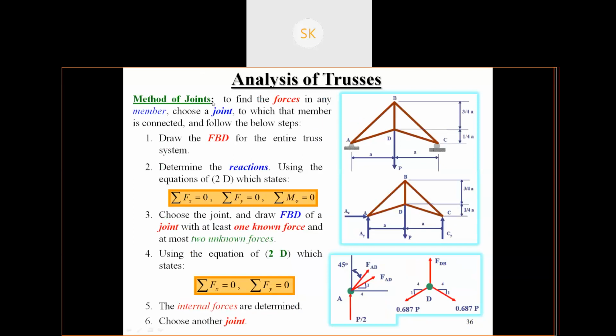So let's start with method of joints. To find the forces in any member, choose a joint to which that member is connected and follow the below process. Suppose you have to find the forces in this member. What are the joints attached to this member? This member and this member, this joint, right? You have to choose a joint to which the member is connected and follow the below steps. So what is the below step?